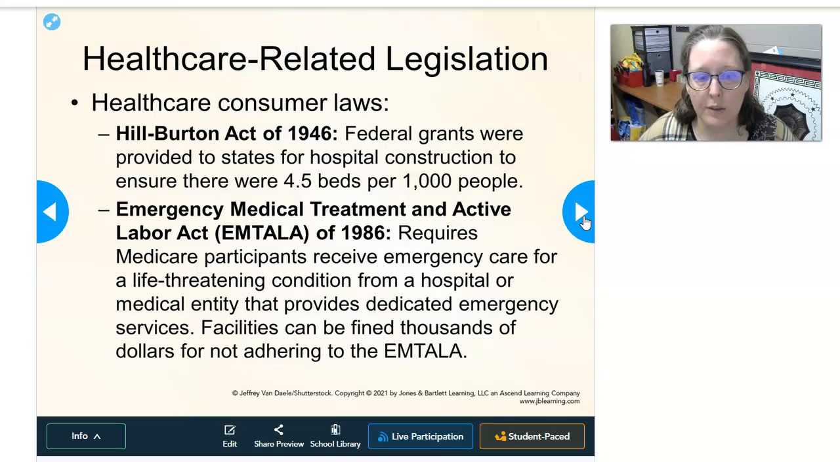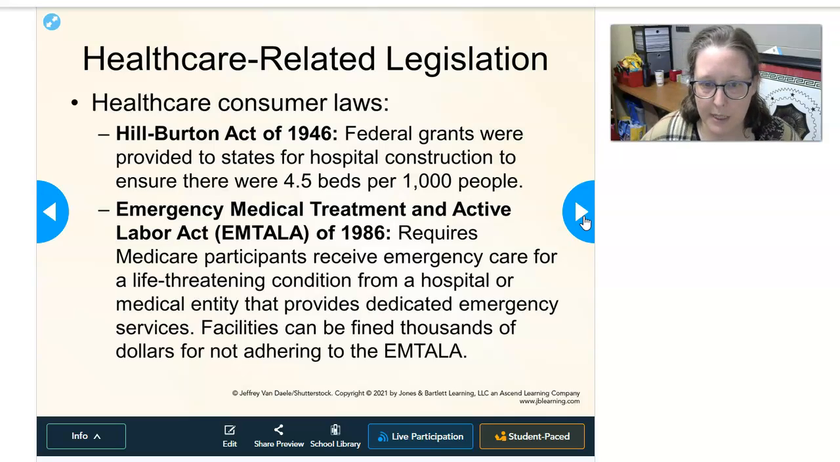And let's look a little bit at healthcare related legislation. So healthcare consumer law. So first we have the Hill-Burton Act of 1946. Federal grants were provided to states for hospital construction to ensure that there were 4.5 beds per 1,000 people. So this spurred the growth and development of a lot of hospitals.